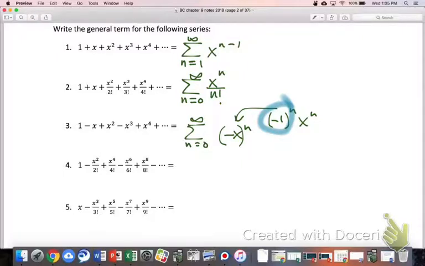Okay, so let's see if you guys can handle numbers 4 and 5. Numbers 4 and 5 are also hopefully soon to be well-known series. Give it a shot. If you need to reference, remember we talked about the patterns for evens and odds earlier, last class, so use those as a reference if you need to.